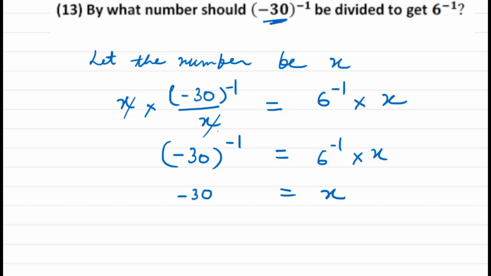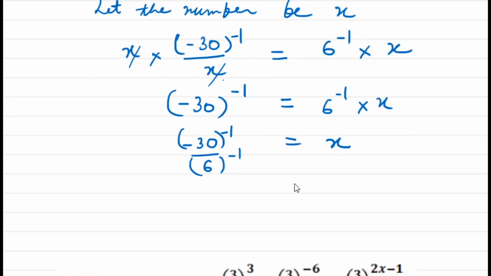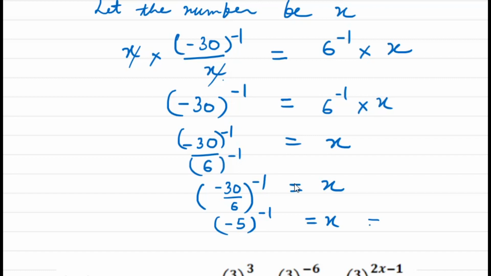So again we can do it like this, minus 30 divided by 6. Here again the power is minus 1, here also the power is minus 1. So like the previous sum, the power is the same, so we can write this as minus 30 by 6 to the power minus 1. So the answer will be minus 5 to the power minus 1. Or x will be simply 1 by minus 5. The reciprocal of minus 5 is 1 by 5, so the answer will be minus 1 by 5.